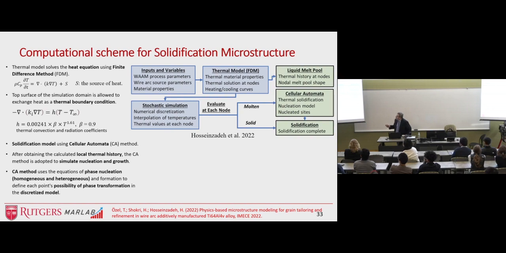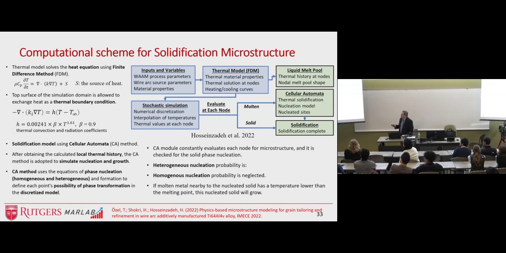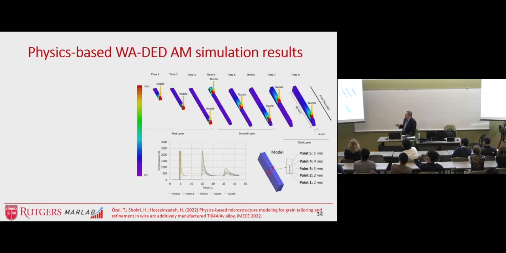But in each case, from the thermal model, we run a stochastic simulation, evaluate at each node whether it's a solid node or a molten node, and then if it's a molten node, it needs to solidify, come back through the solidification. So then we can look at the probability of heterogeneous nucleation and homogeneous nucleation. And in this case, we assume homogeneous nucleation is 0. A purely heterogeneous nucleation follows this probability function, and then this is how we run the simulations.